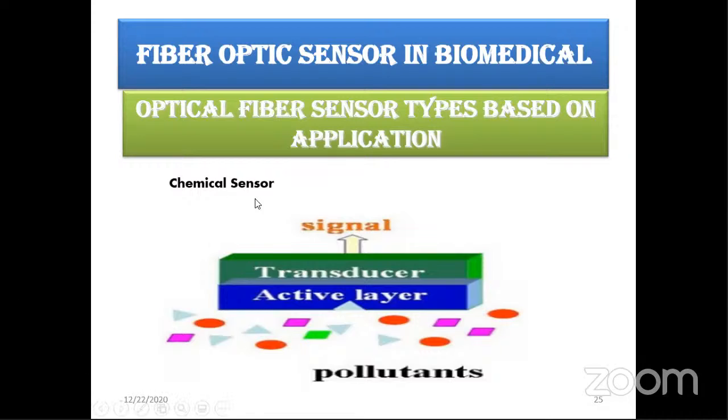In the chemical sensor, there are two parts: receptor and transducer. In the receptor part, the chemical information is transformed into energy, which is going to be measured by the transducer. In the transducer part, the chemical information is transformed into an analytical signal. I will show some examples of these chemical sensors in the next slides.